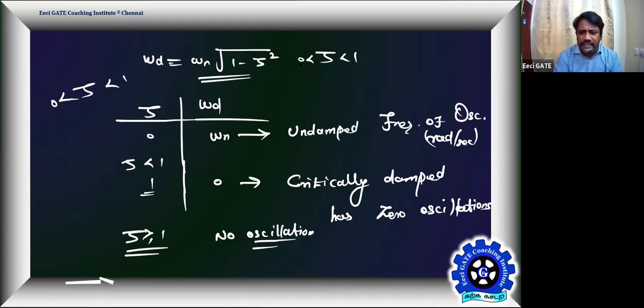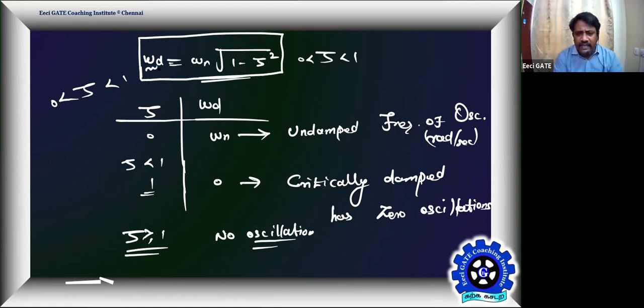So we can use it for extreme cases, 0, that is the undamped case, and the critically damped case, but not greater than 1. Never try substituting zeta greater than 1 in this equation. That will make omega d itself complex. There is no meaning for this. Therefore, this table is valid only for values between 0 and 1 only. Understood? Is this point clear?